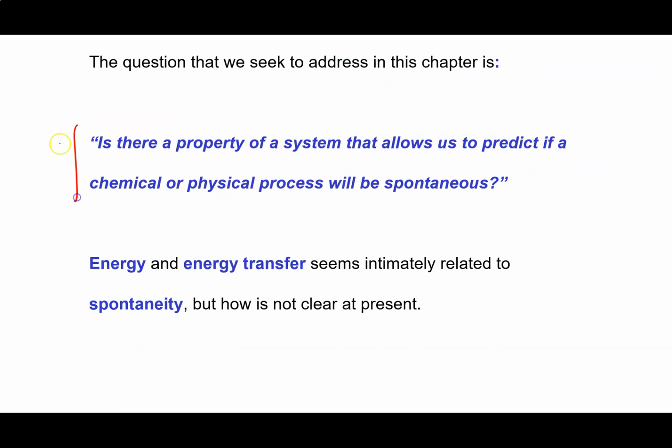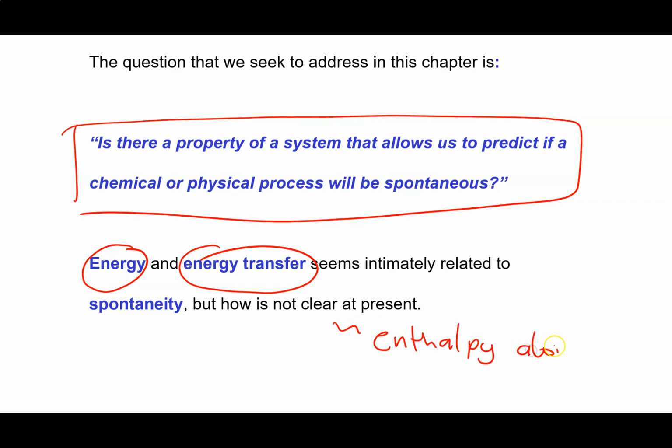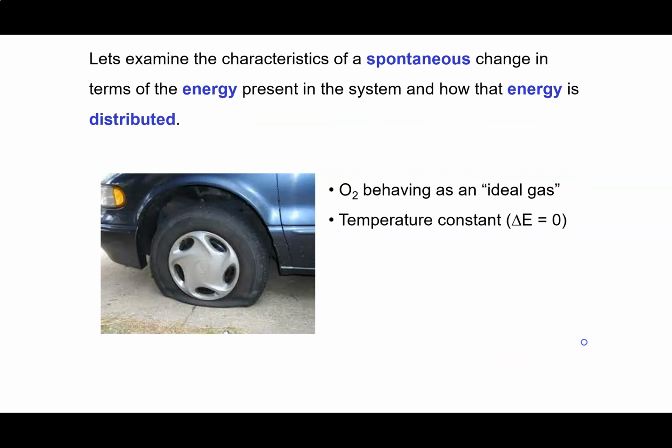So the question we're left with is: is there a property of the system that allows us to predict if a chemical or physical process will be spontaneous? It seems that energy and energy transfer is intimately related to spontaneity, but it's not clear at present, and we know that it is not the enthalpy alone. There's more to it than just thinking about the enthalpy change of the reaction.